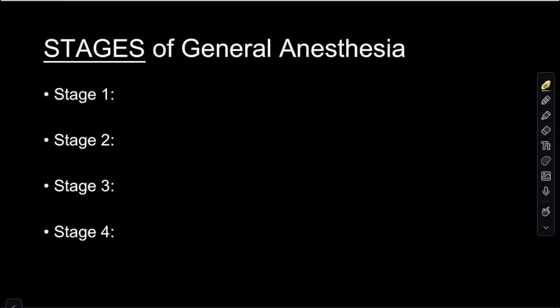So there's 4 different stages of general anesthesia. When you induce a patient into anesthesia, you'll see them progress from stage 1 into stage 3. Stage 4 is dangerous, so we try to avoid that. And then as a patient emerges out of anesthesia, you'll see them move from stage 3 back into stage 1. So stage 1 of anesthesia is known as analgesia. This is where a patient begins to become sedated.